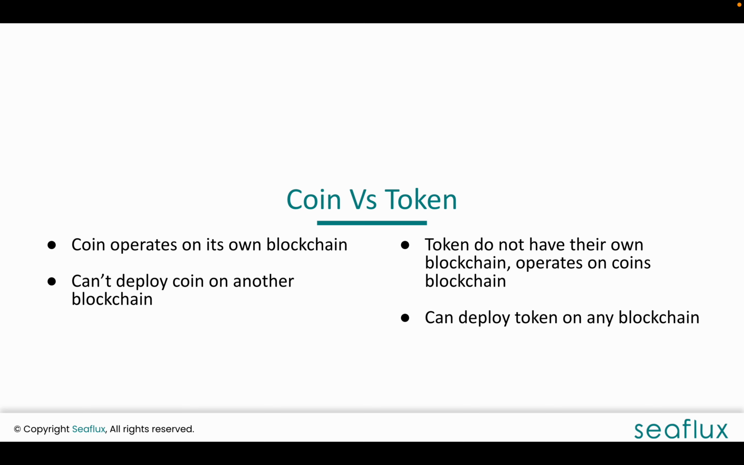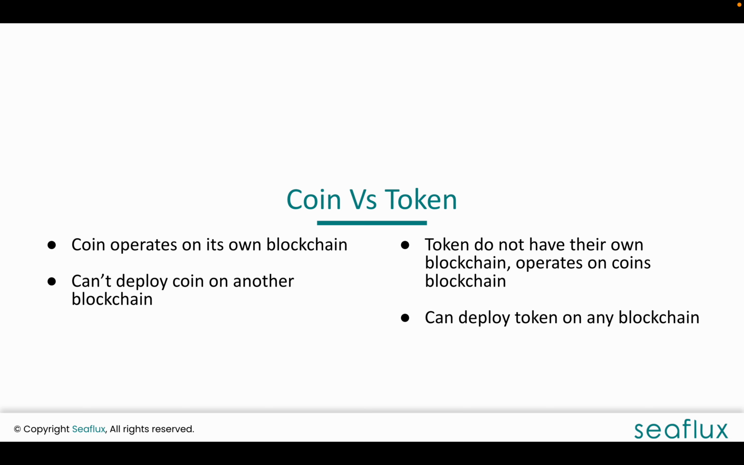Second, you can't deploy a coin on another blockchain, just like Bitcoin. If you want to deploy Bitcoin on the Ethereum network, you can't. Or if you want to deploy Ethereum's coin on Bitcoin, you can't. While we have the freedom with a token, you can deploy your token on different blockchains, like on Ethereum or Binance.